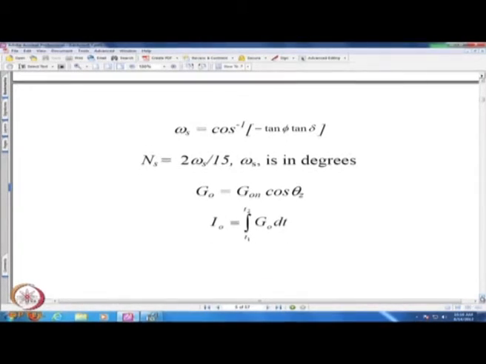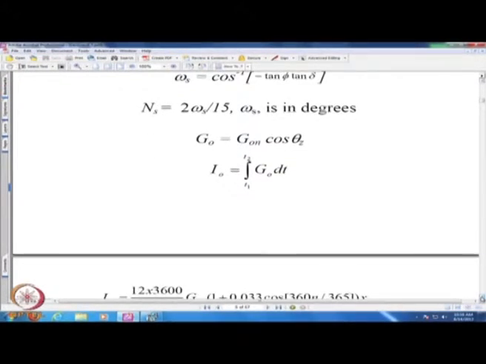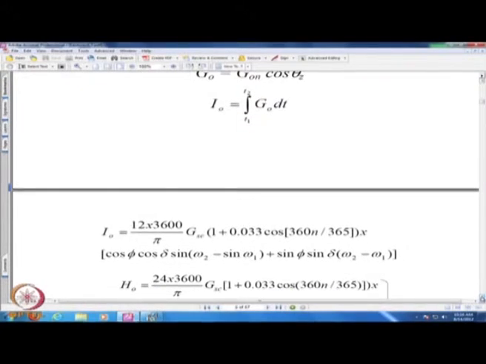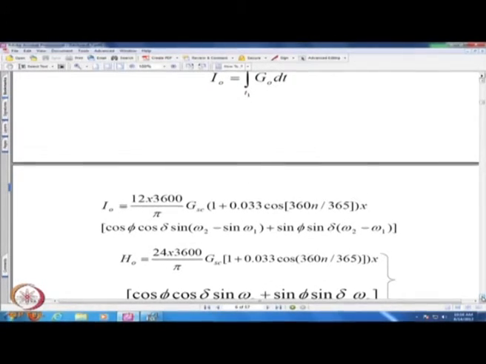Over a period of time between T1 to T2, I0, generally defined for a period of 1 hour, is obtained by integrating G0 in the time interval T1 to T2. And in terms of the corresponding hour angles omega 1 and omega 2, you can express I0 by the following expression, where you have put G0n cos theta z, and G0n is related to the solar constant and 1 plus 0.33 etcetera, and this is what you will get as I0.